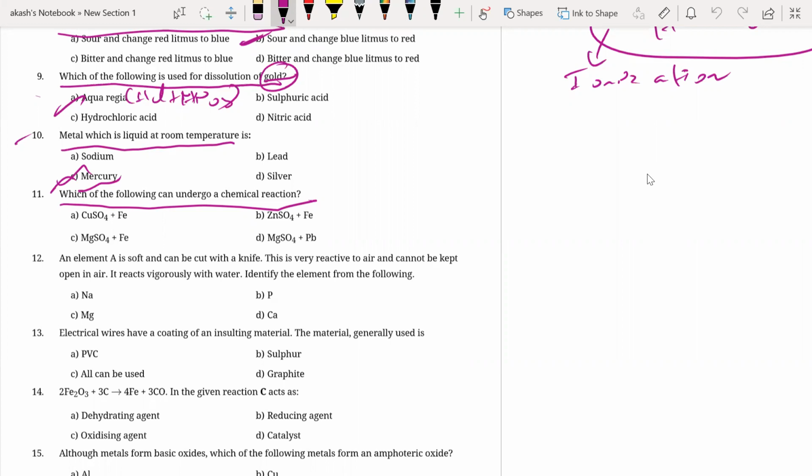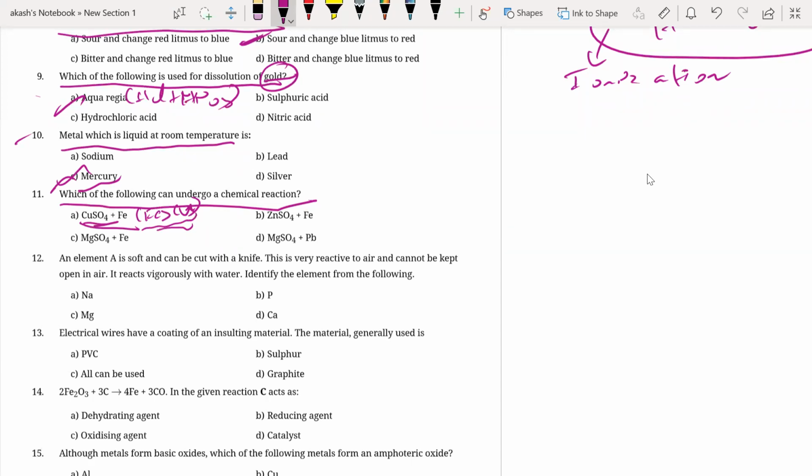Okay, CuSO4 and Fe. Now look at this. For this reaction to happen, Fe should be more reactive than copper, right? Basically I should form FeSO4 plus Cu. That's what I should be expecting. Iron should be more reactive than copper. Is it correct? Is iron more reactive than copper?